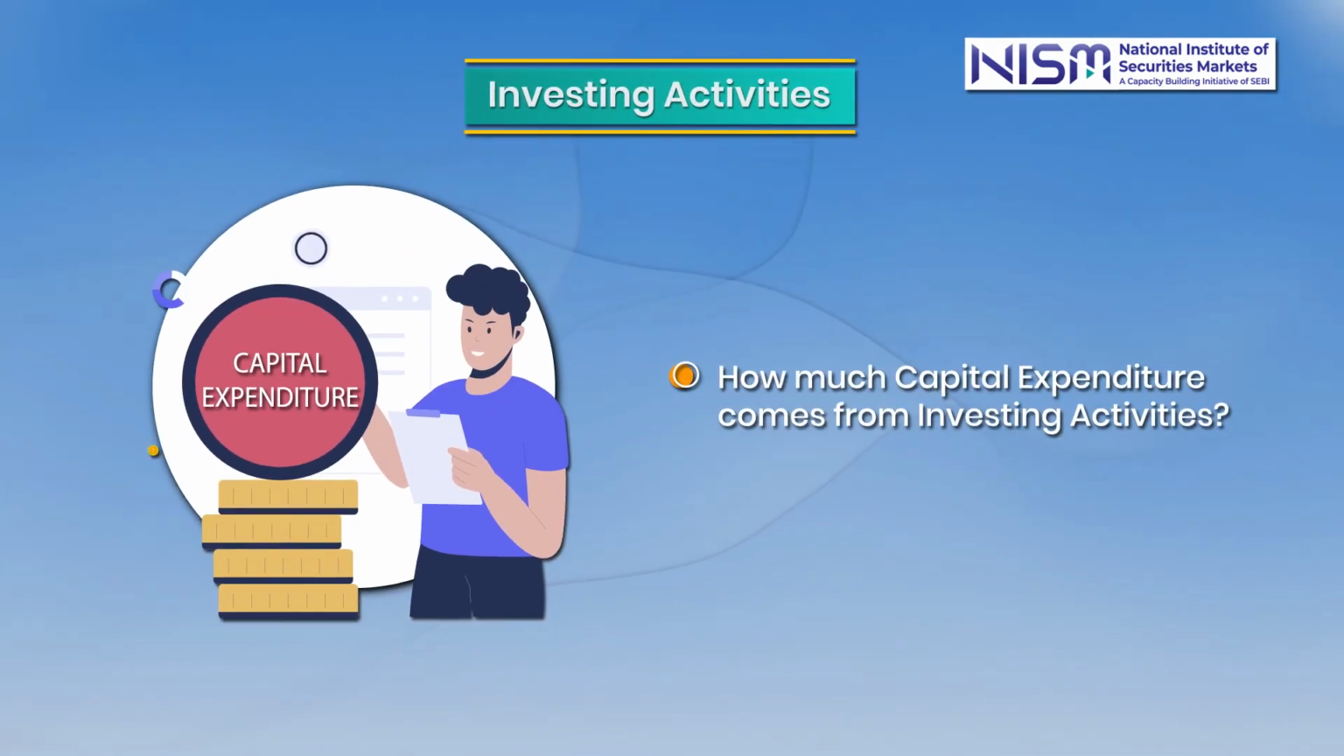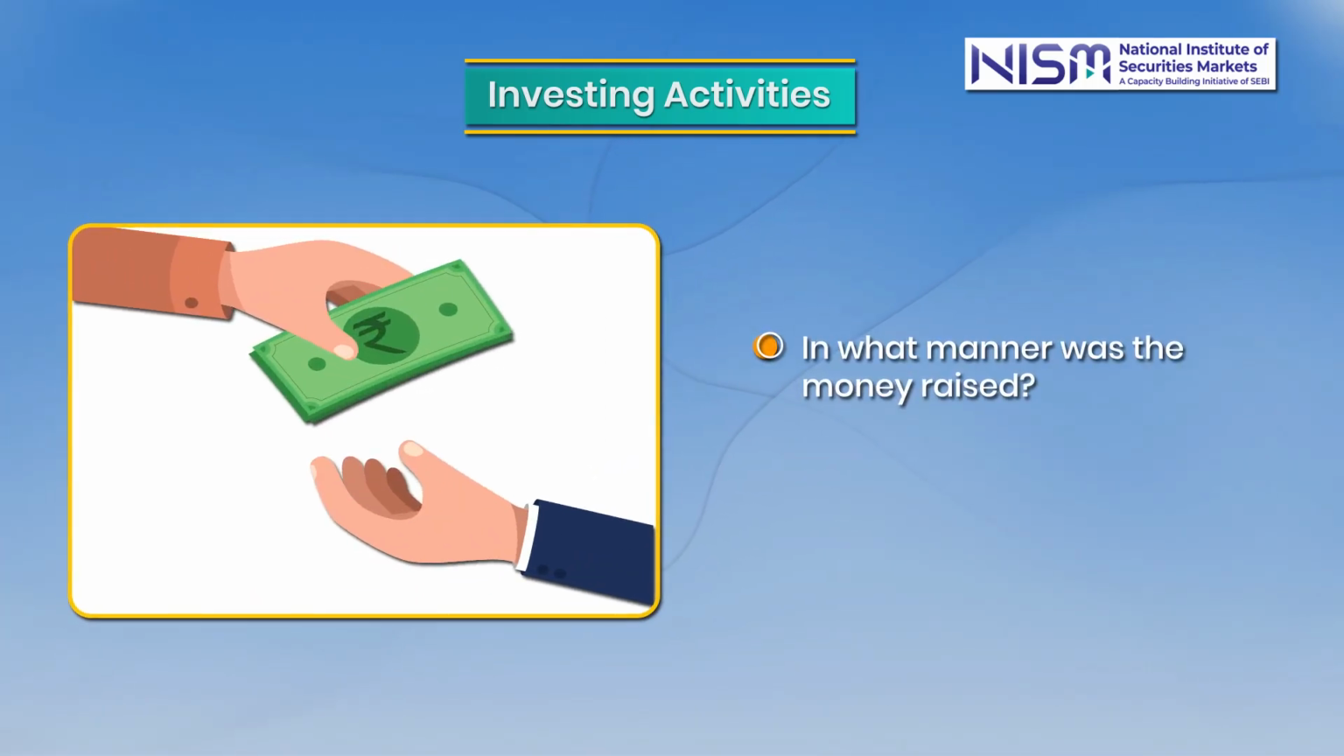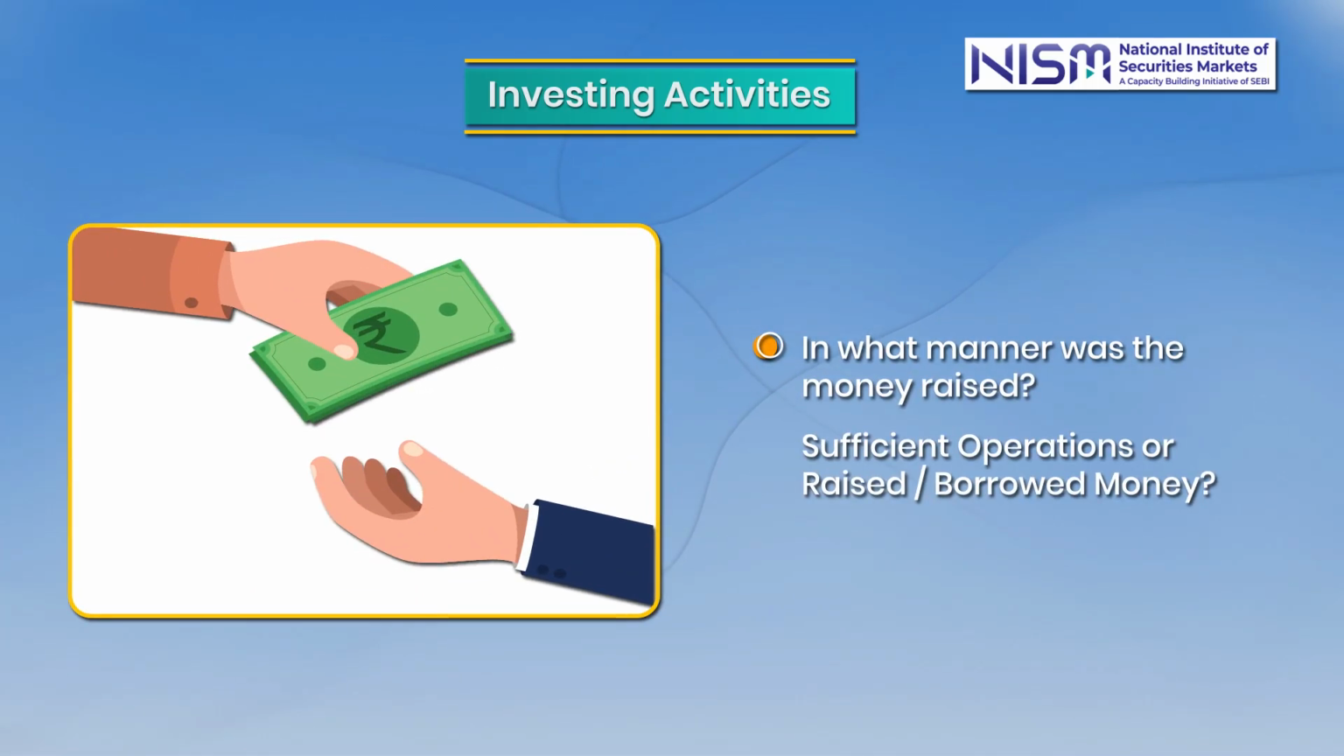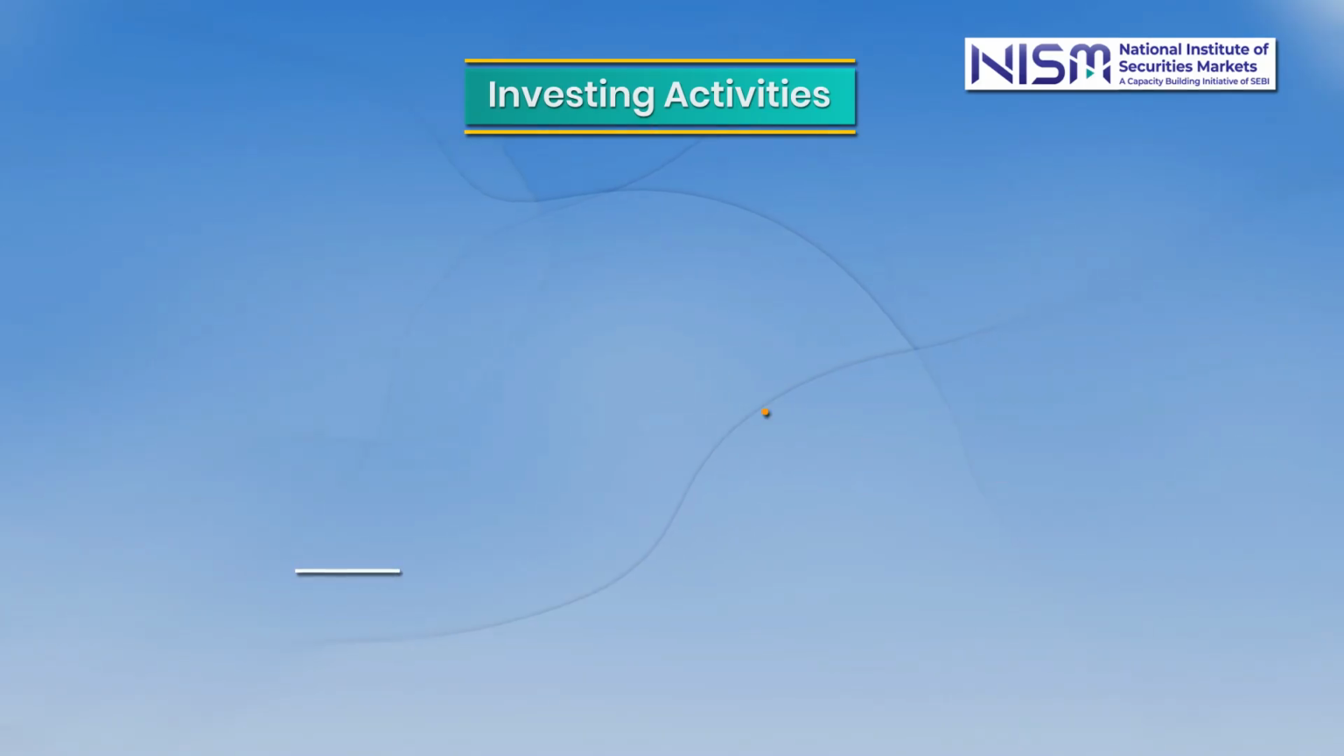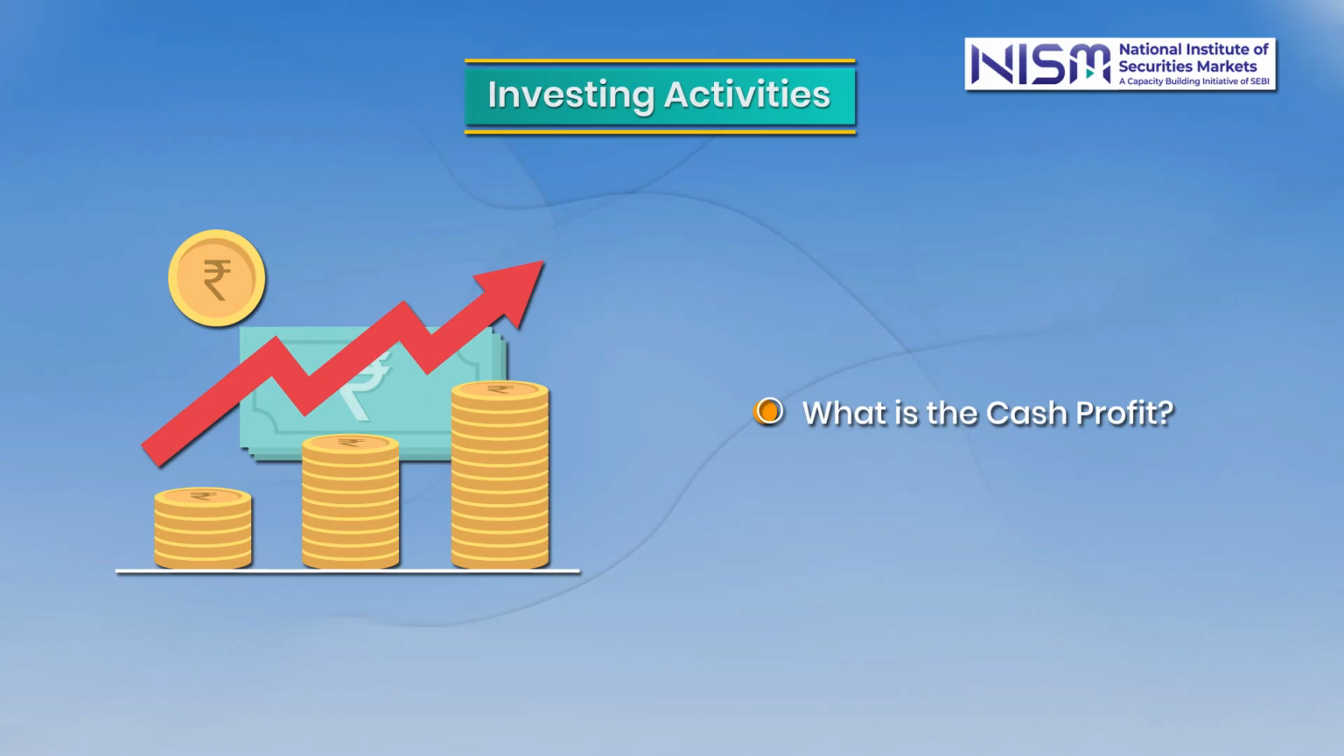How much money has been deployed by the company as capital expenditure comes from cash from investing activities. This money has been raised in what manner? Have the operations been sufficient to take care of this capex, or did the company have to borrow or raise money by way of equity sources? If the company has been able to manage its capex based on operating activities, then what is the cash profit?